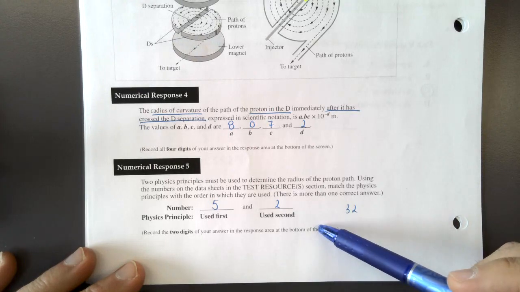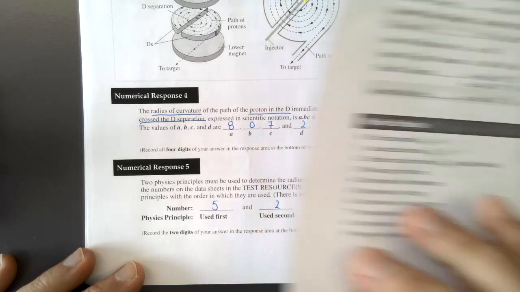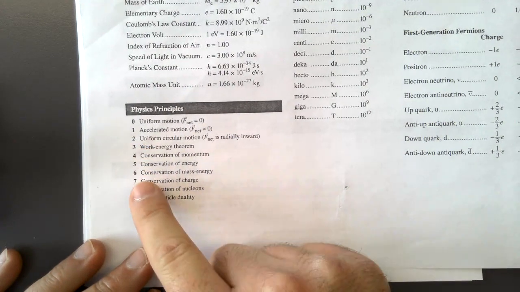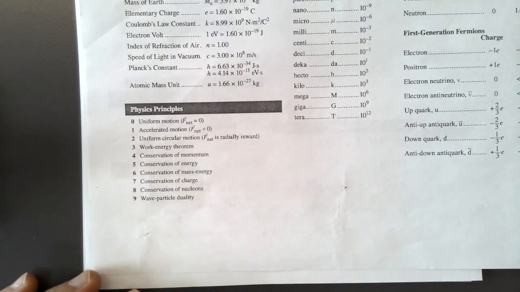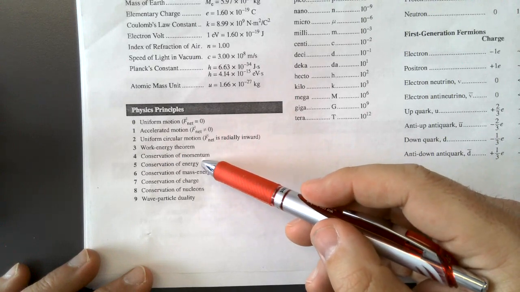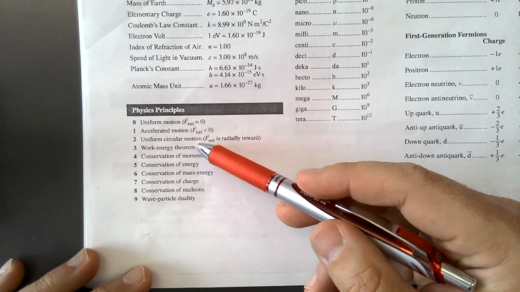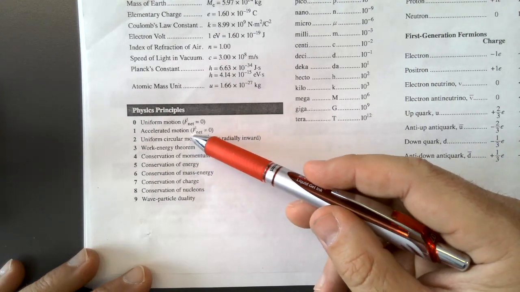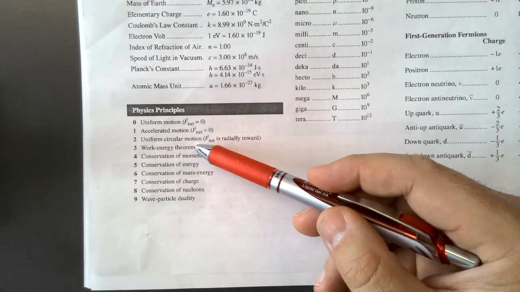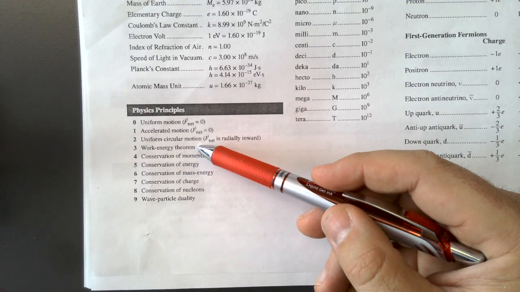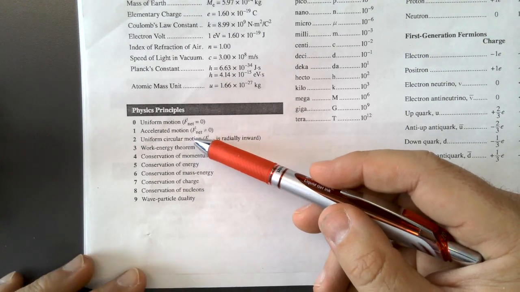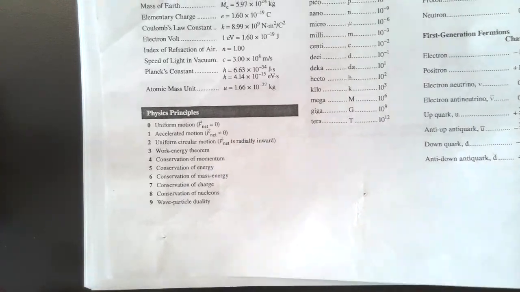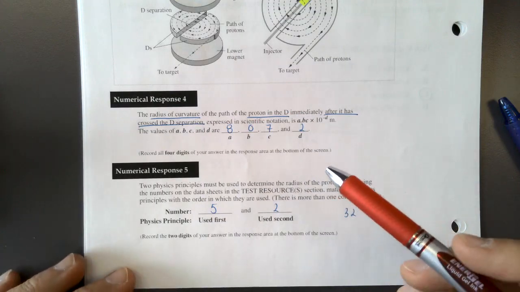And then for the principles, basically it's one of two options here that I went for. I went for 5 and 2. 5 being conservation of energy, talking about the acceleration in the plates. And then 2, uniform circular motion. Another option would have been 3 and 2. So the work energy theorem could also be used to talk about the change in speed or the acceleration, but then you have to come back to UCM, uniform circular motion, to talk about that acceleration toward the center.